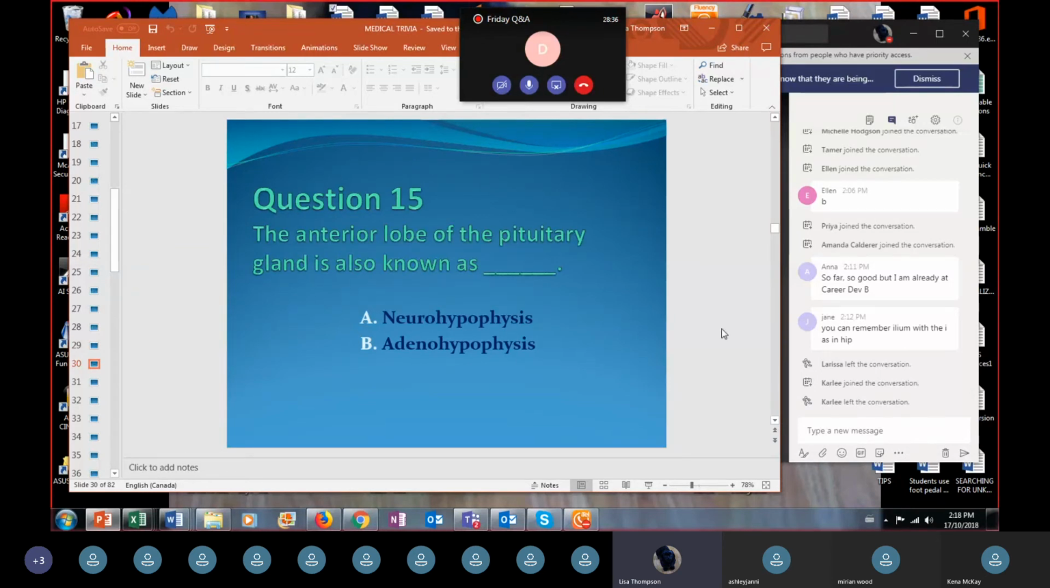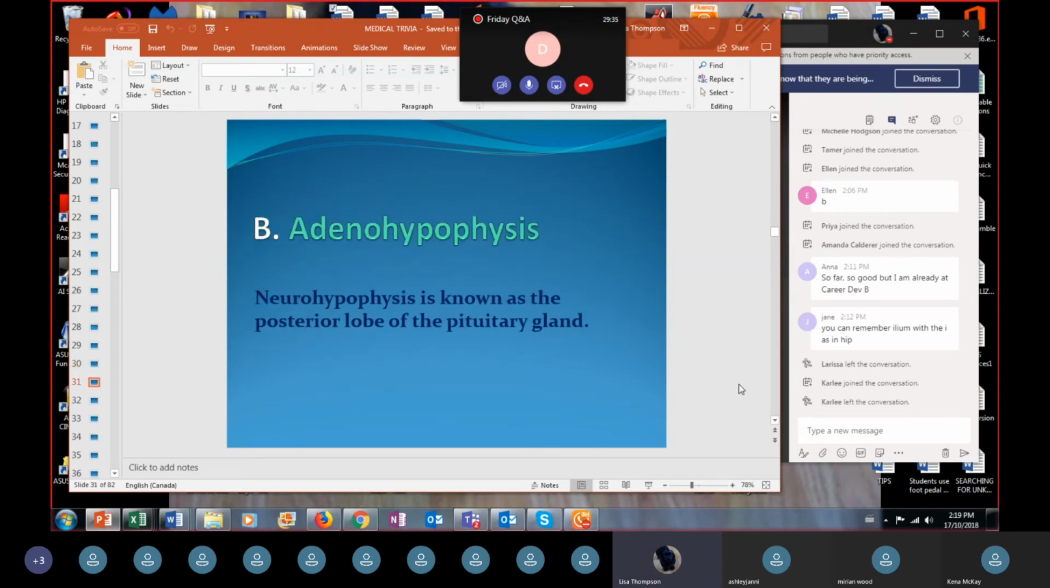Question 15. The anterior lobe of the pituitary gland is also known as A, neurohypophysis, or B, adenohypophysis. I'm giving myself some tongue twisters to pronounce. Unless you're a medical whiz that knows everything, this is the kind of thing you'd have to research to find out what it means. It's actually adenohypophysis. Neurohypophysis is known as the posterior lobe of the pituitary gland.